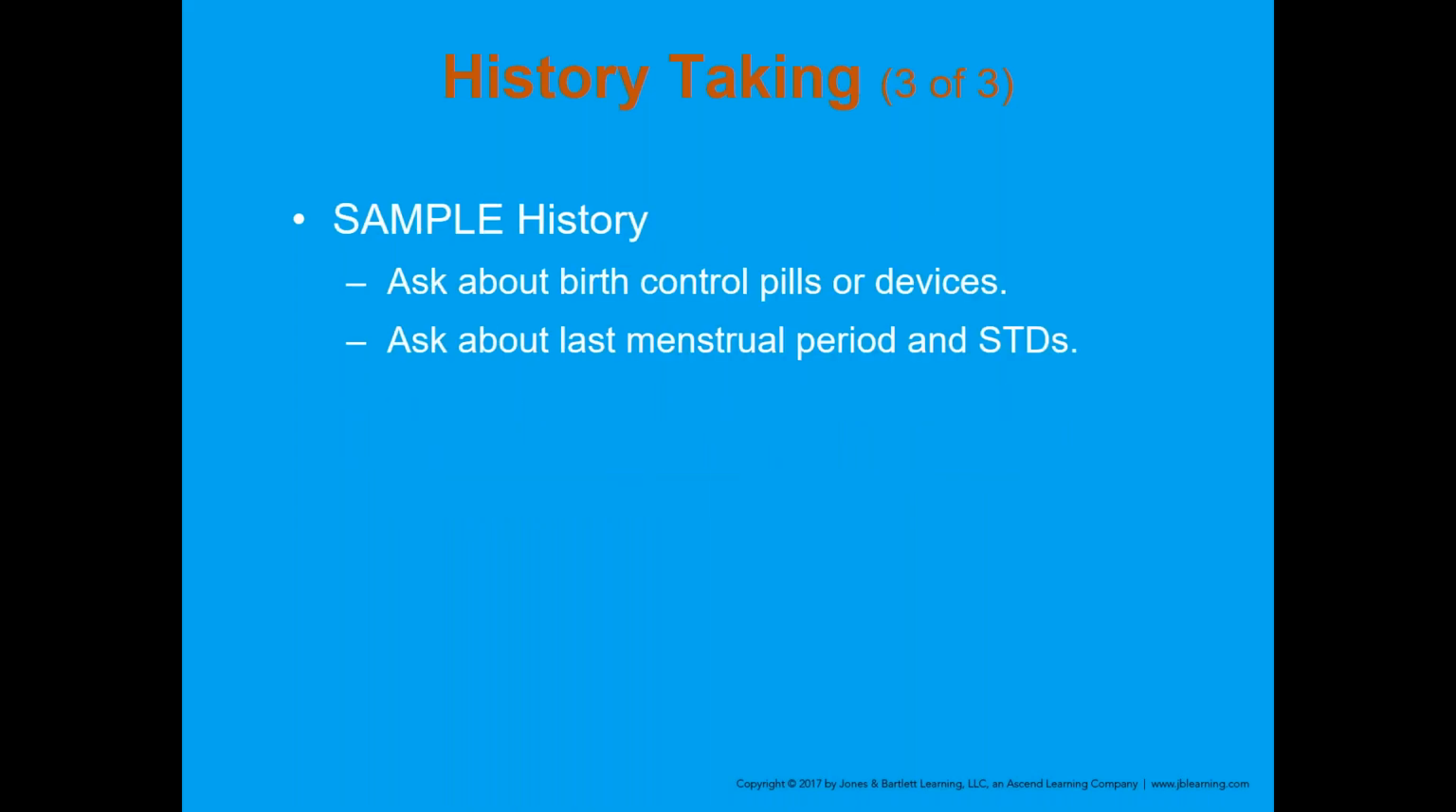Our sample history, make sure we ask about birth control, either pills, shots, IUDs, you name it. Make sure that we ask about their last period. Make sure that we ask if they have any other medical problems associated with what they're telling us and what's going on with them right now, because it's going to help in the long run. And maybe they don't have to answer those questions 25 times if we get it and pass that information along.